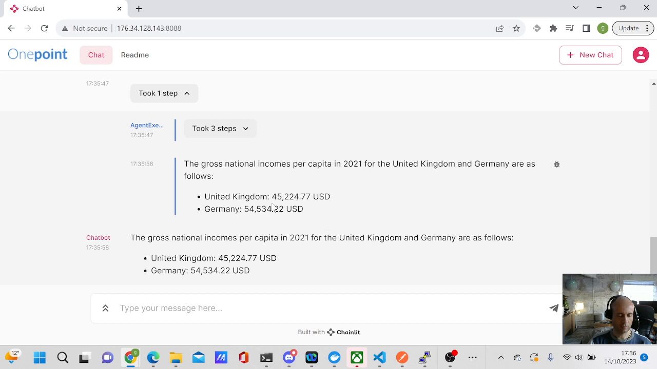Are as follows. You can see that Germany has a higher gross national income per capita compared to the United Kingdom in 2021. I don't have data for 2022 and 2023. And I'll ask also about the CO2 production now.